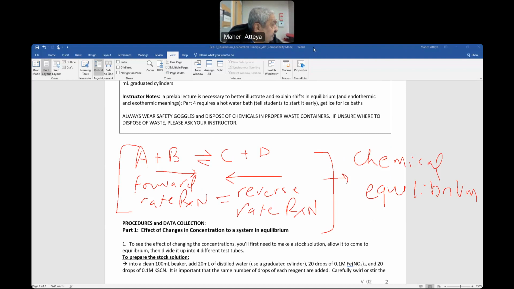That's the opposite. If you have a complete chemical reaction, you have only products at the end of the reaction. But here at the end of the reaction, you have both. You have reactants as well as products. So that's the difference here.